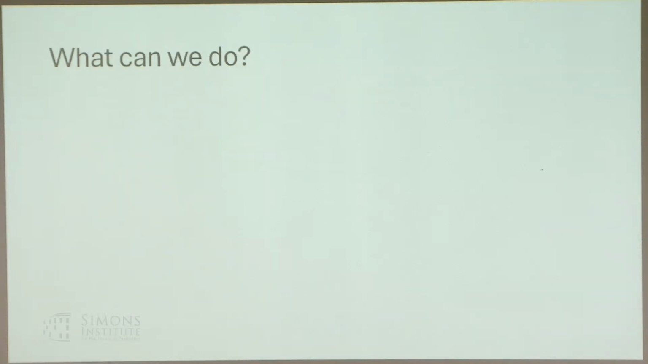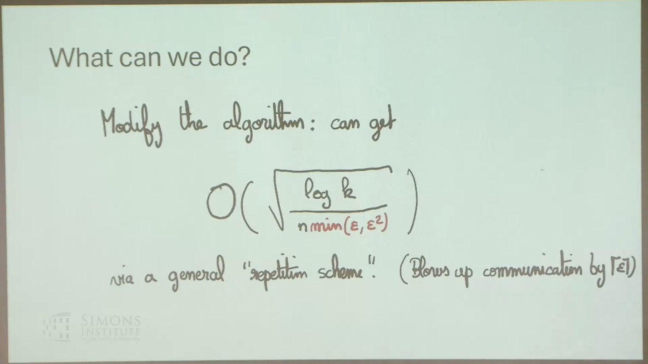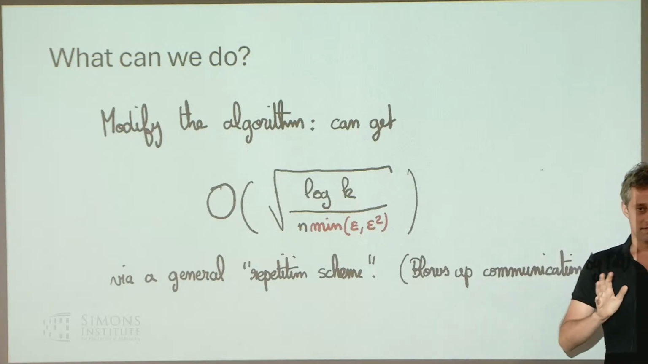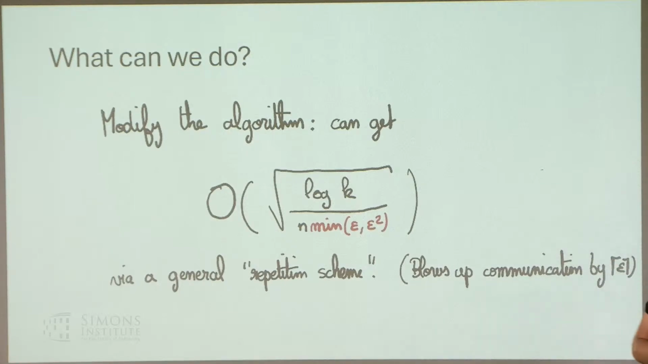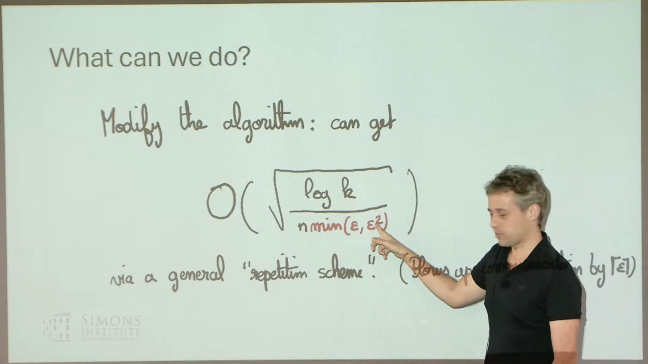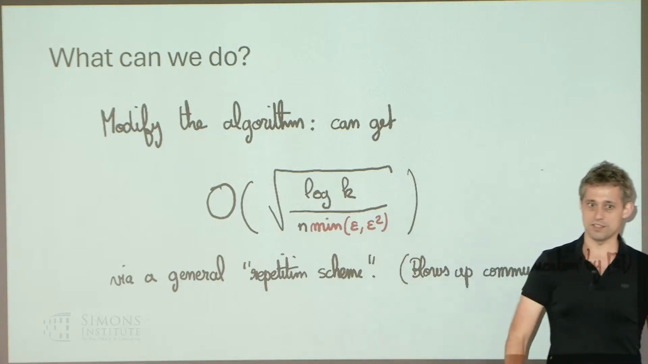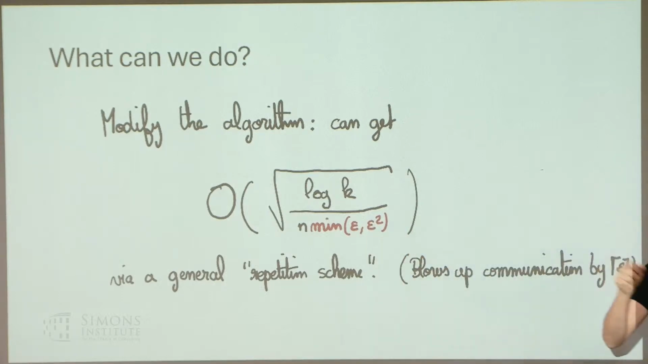So what can we do? The first thing you think of when you have an algorithm that doesn't seem to work is, can I get a better algorithm? And you can modify the algorithm. There's a general, nice repetition scheme that was known before our work that allows you to do that. You blow up the communication by some factor, but you can replace that epsilon squared, for small epsilon, by the minimum of epsilon and epsilon squared. You just repeat a few times. You deal with your privacy budget the right way across the repetitions, and that gives that.